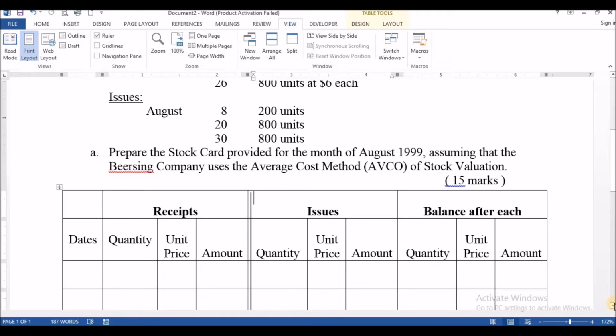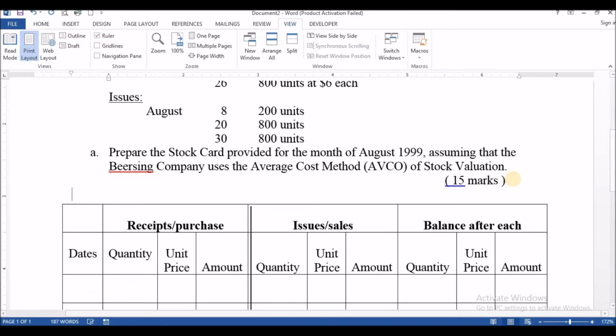So receipts will be everything that you have purchased. Issues will be sales. So let me just put it here. So this is purchase and this is sales. Alright, so the first method that we're going to look at is FIFO. Alright, so let's look back at the question.